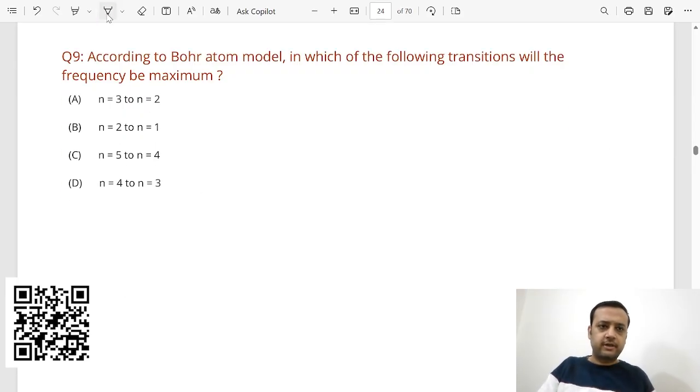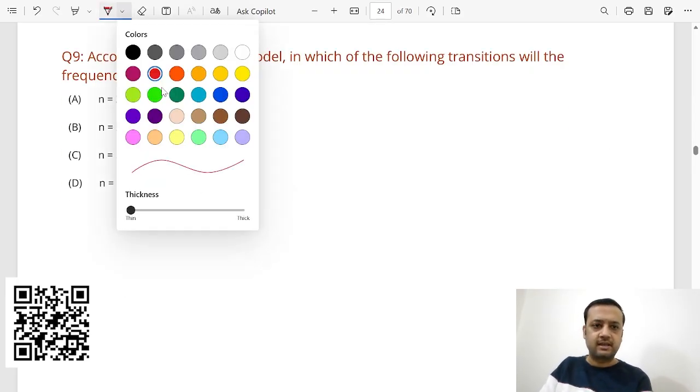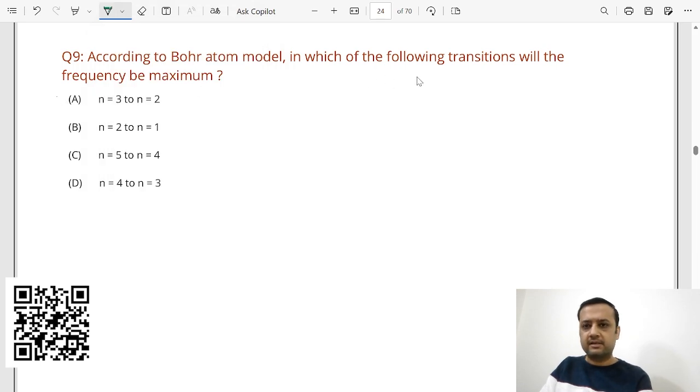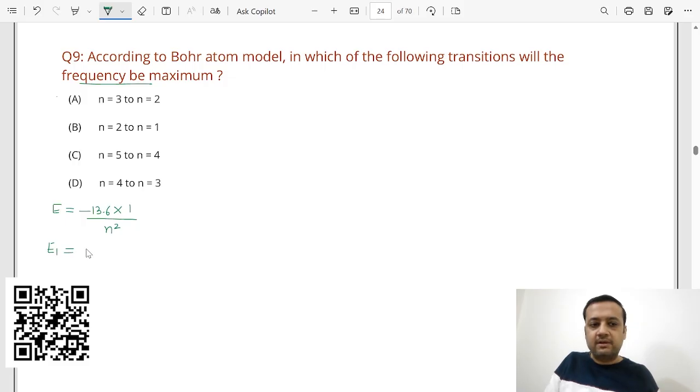Now in this question, according to Bohr's model, the question is asking which transition will have the maximum frequency. Now see, basically a very simple question again. Let's find the energy of each orbit. For hydrogen, the energy formula is given as minus 13.6 into z square by n square, but z is 1 for hydrogen. So the energy of the first orbit, n equals 1, becomes minus 13.6 electron volt.